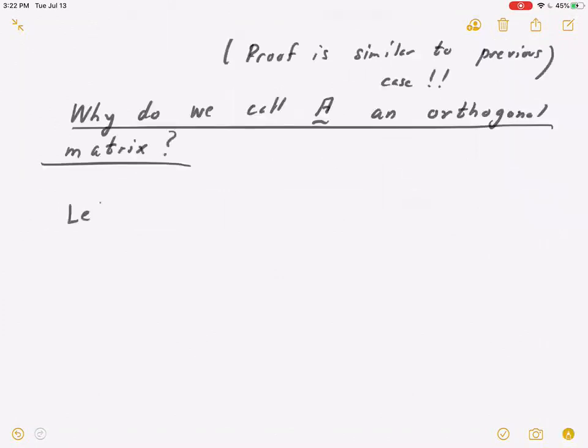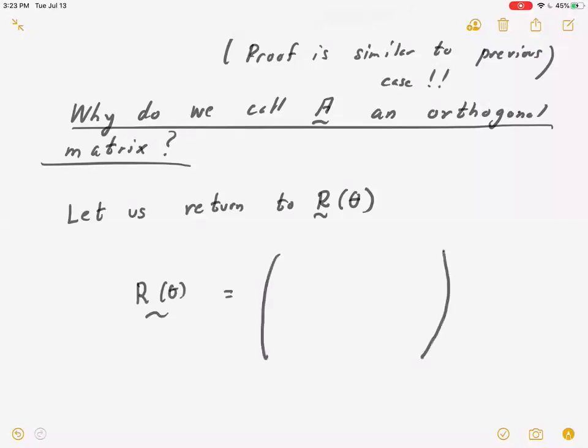So let us return to our friend, one example of an orthogonal matrix, the rotation matrix, and let's write it down. In 2 dimensions, it has 4 matrix elements. The 1,1 matrix element is cosine theta, the 1,2 matrix element is minus sine of theta. The 2,1 matrix element is the sine of theta. And the 2,2 matrix element is the cosine of theta.